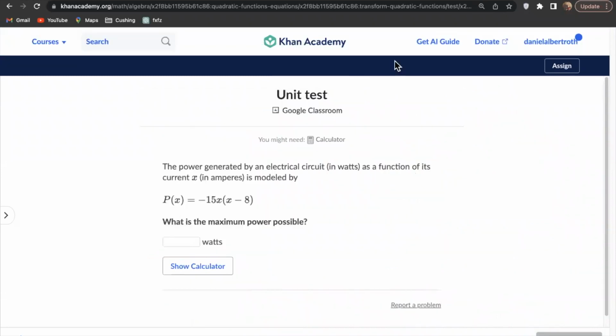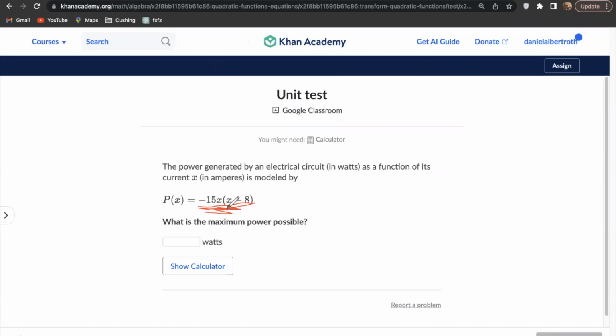Oh, thank you. So this question says the power generated by an electrical circuit in watts as a function of its current, x, in amperes, is modeled by P of x equals negative 15x times x minus 8. So we have a function here. And let's read it again. The power generated is a function of current. So x is the current.